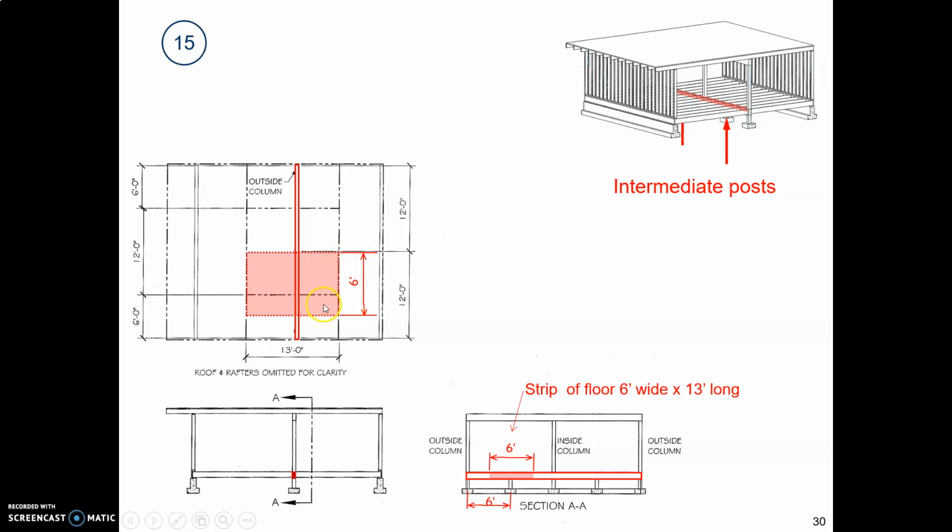6 by 13 is how many square feet? It is 78 square feet, and each one of those 78 square feet is carrying 48 pounds. 48 pounds per square foot. So 78 times 48 gives us 3744.